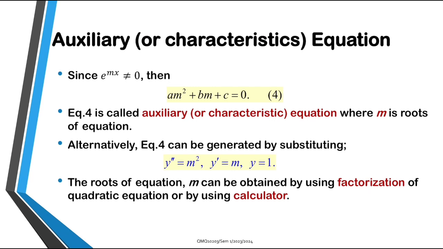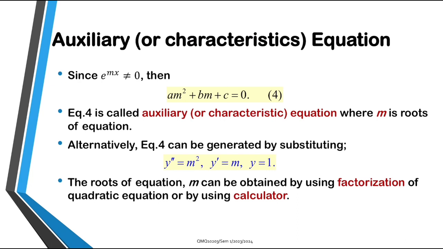Because we know the solution is y equals e to the mx, where m is unknown, the solution to this problem is exactly the characteristic equation: a m squared plus b m plus c. Now, because this is a quadratic equation, of course you can find the roots of the equation. We can find the values for m.